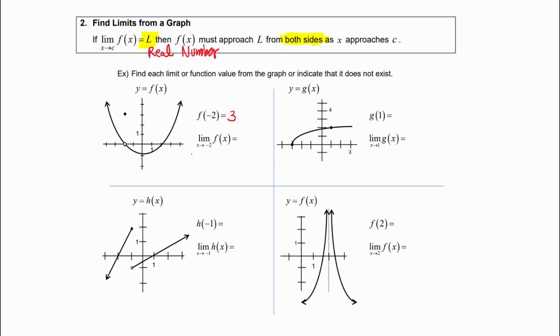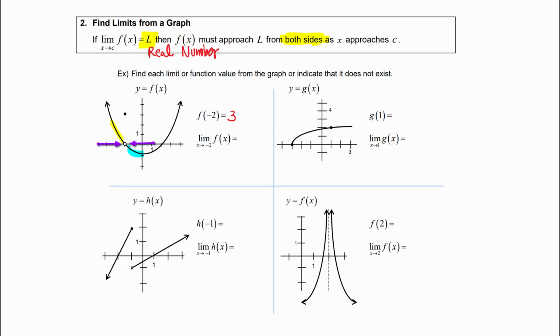How about the limit as x approaches -2 of f of x? As x approaches -2 from the left, your function is going down, down, down, trying to approach this hole. And the y coordinate of the hole is 0. As x approaches -2 from the right, your function is going this way, and it's trying to reach that hole. And the y value of the hole is 0.